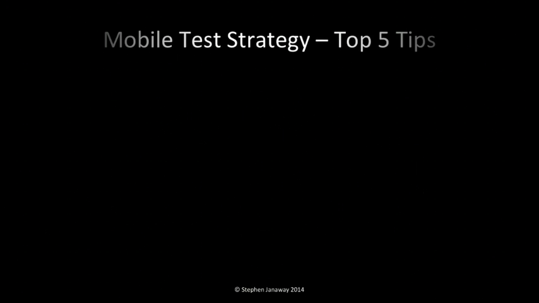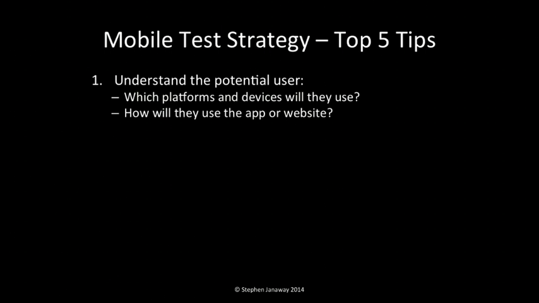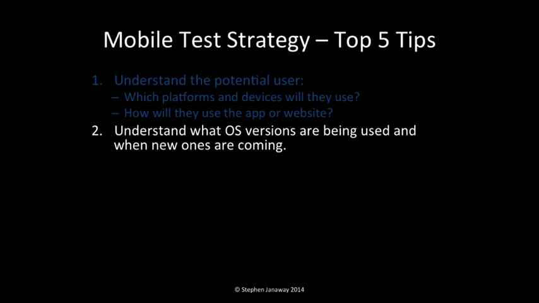So, kind of pulling this whole webinar together, if you just want a single slide that gives my top tips for mobile test strategy going forwards, for the current state we are with mobile testing and the future. First one, understand your potential user. So get access to analytics if you can, and understand how your user is using your platform, the platforms and the devices, how they'll use your app or your website. Understand as much about potential users as possible, because hopefully there will be a lot of them, and a lot of them will be different. Understand what operating system versions are being used and when new ones are coming, so you can regression test for that.